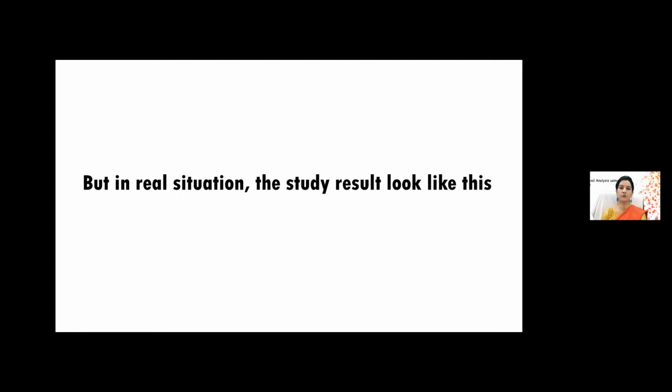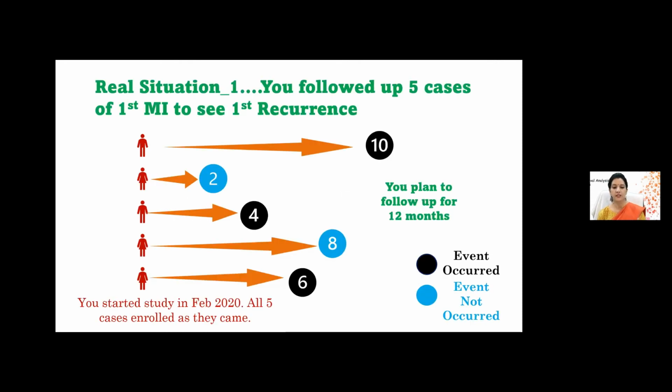In a real situation, you will never have all the people experiencing the event. In this case, you can see the blue ones. So 3 of them experienced the event. But if you see these 2 people, this was the loss to follow up. We don't know about this person. And in this case also, this person did not experience the event. The event has not occurred. So in both cases, we don't know this.